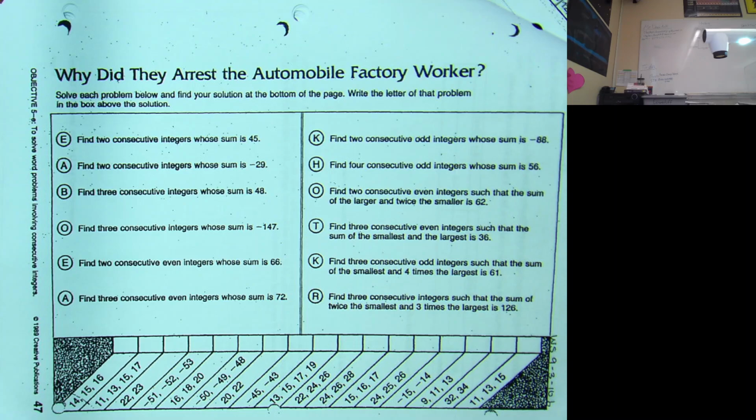So if you want 2 consecutive integers whose sum is 45, and the first integer is a, the second integer is going to be a plus 1. Give it a shot. Anyone else have garbage? I'm collecting garbage. Nobody else has garbage for me?